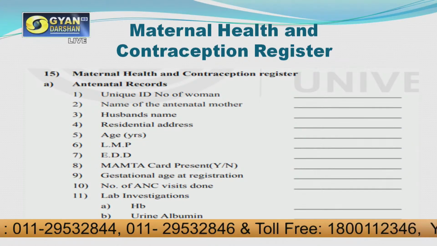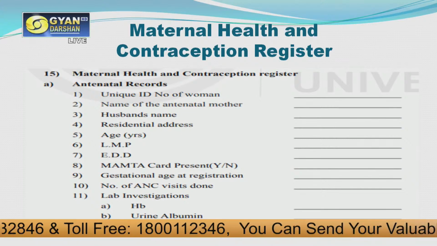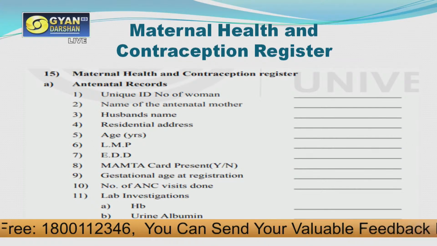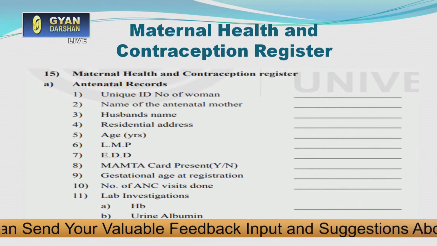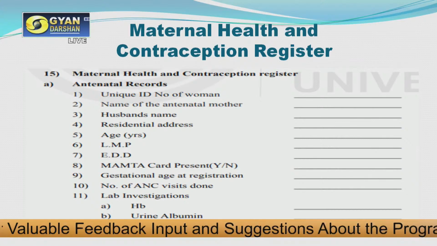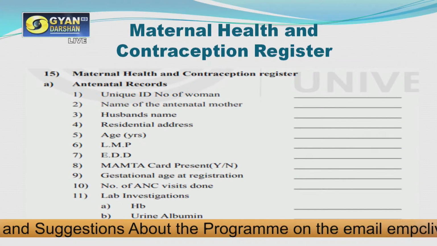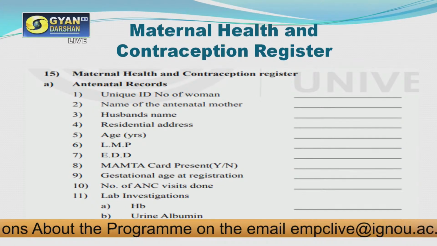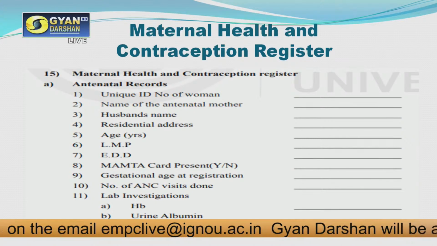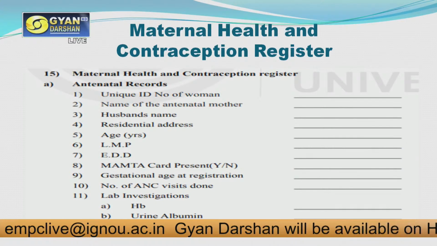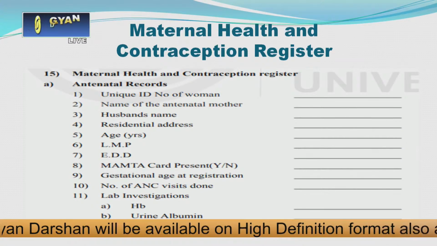like in maternal health, the antenatal record is very important: the unique ID number of the woman who is antenatal, name of the mother, husband's name, residential address, age of the mother, LMP, EDD, then Mamta card or MCTS card, or any card made by the family member, if it is below poverty line or as per their suitability.